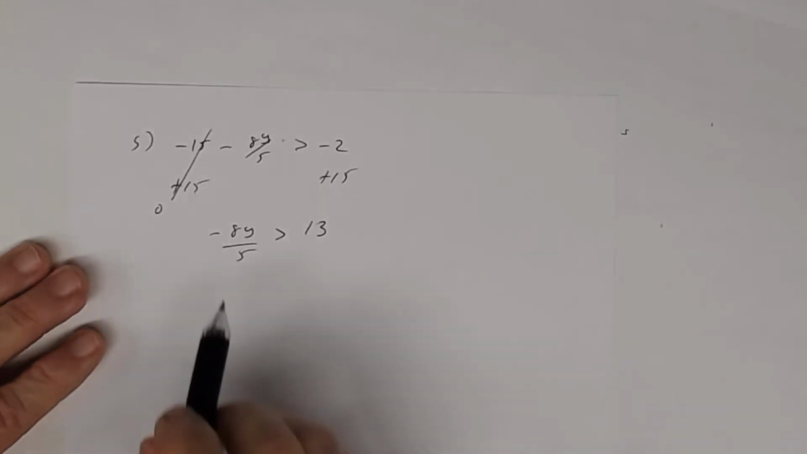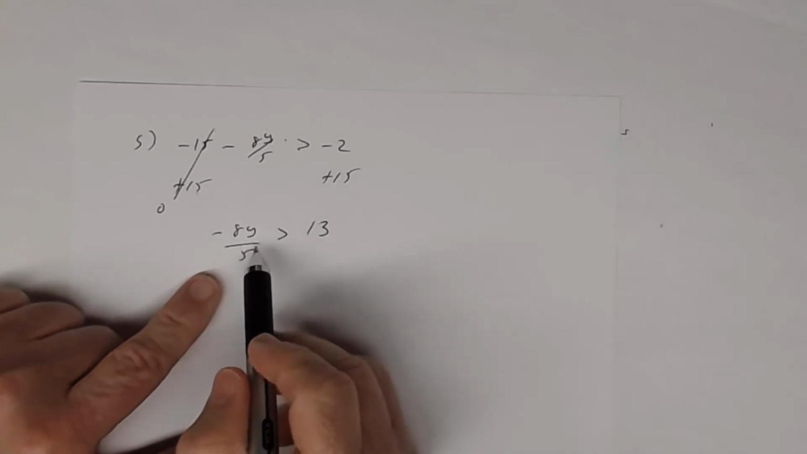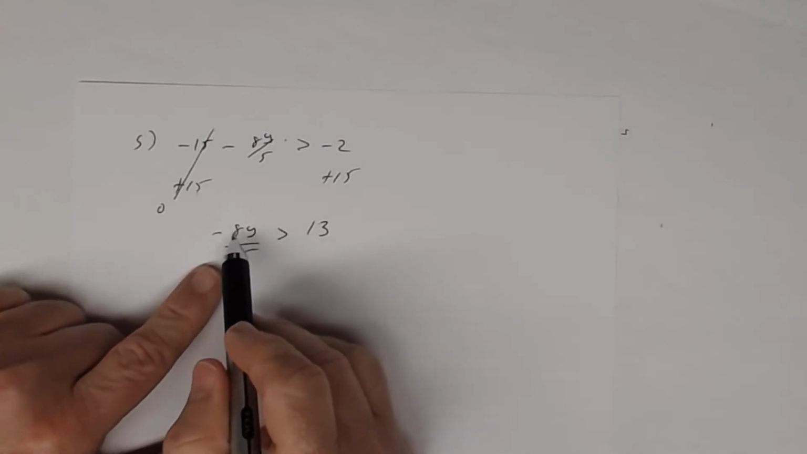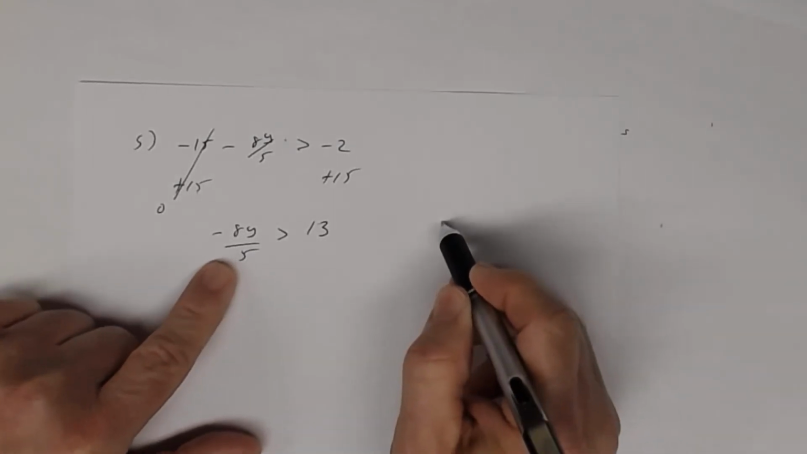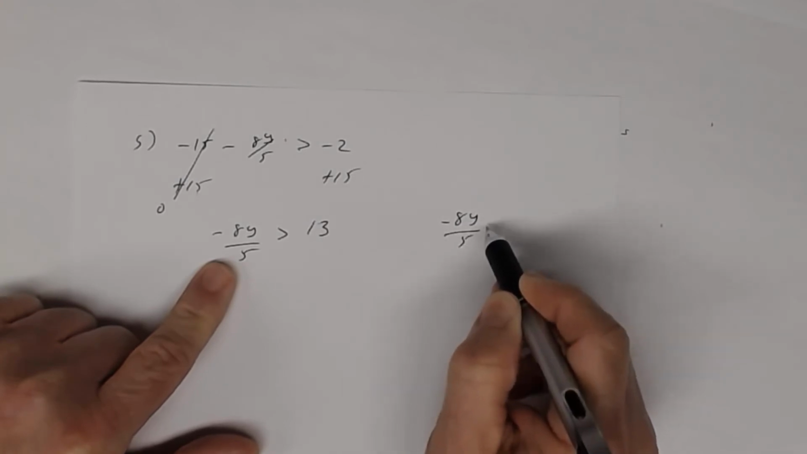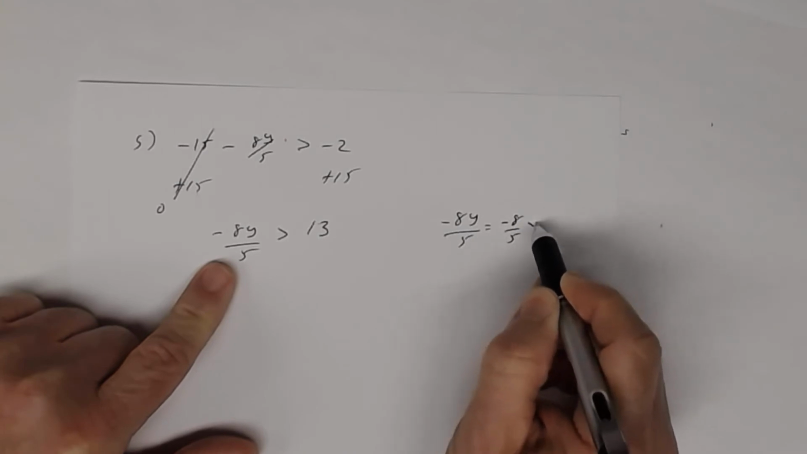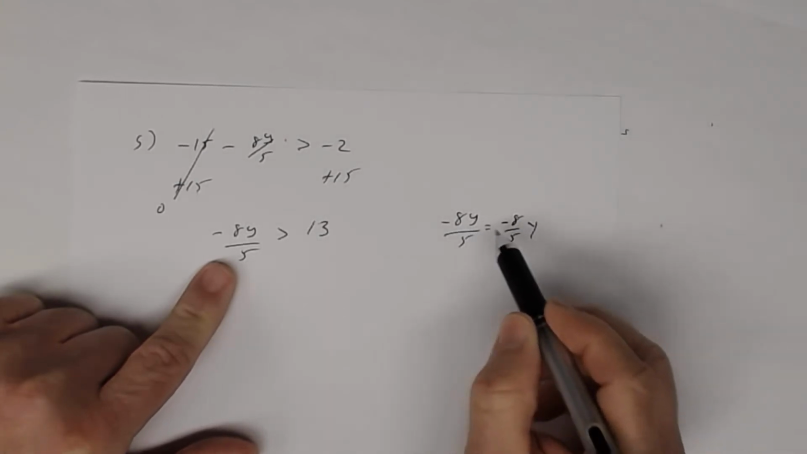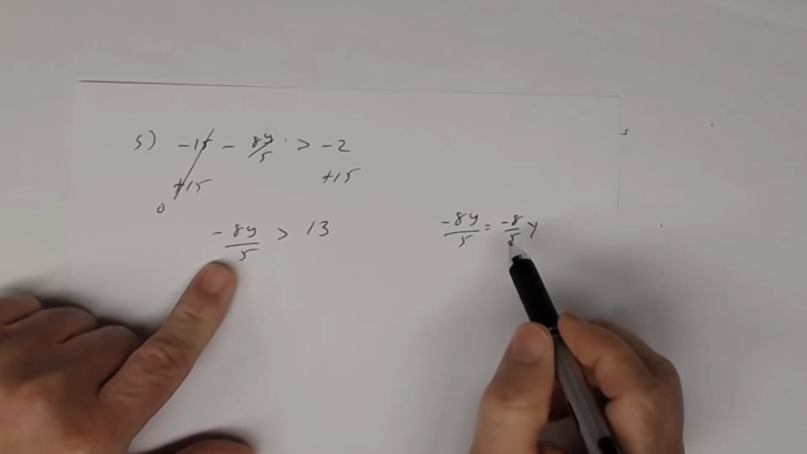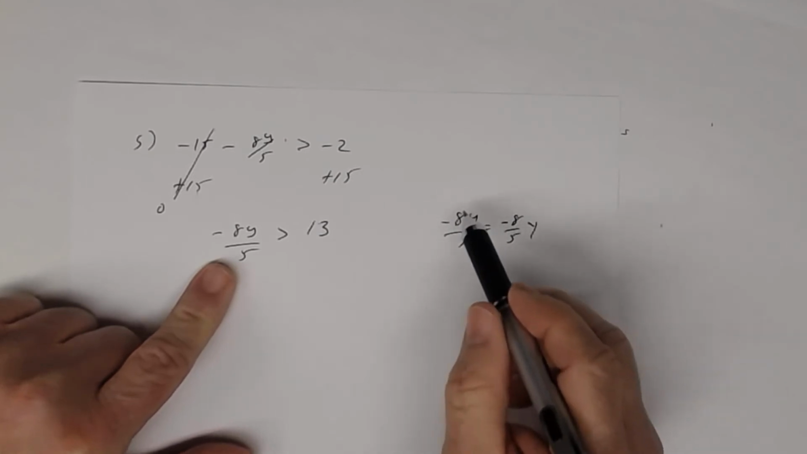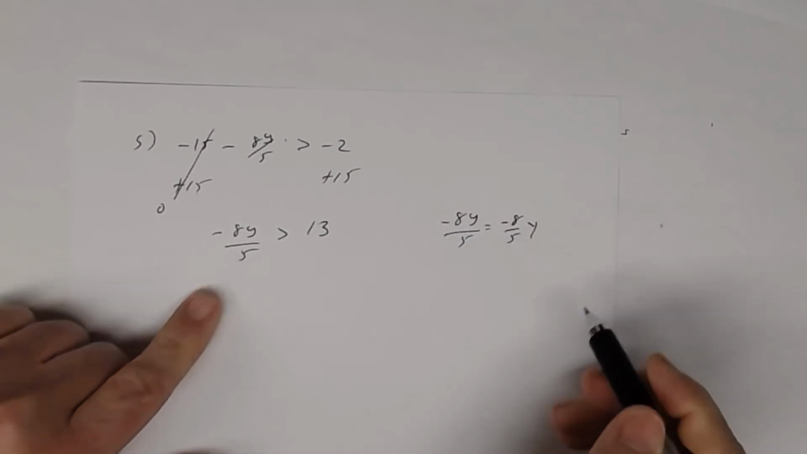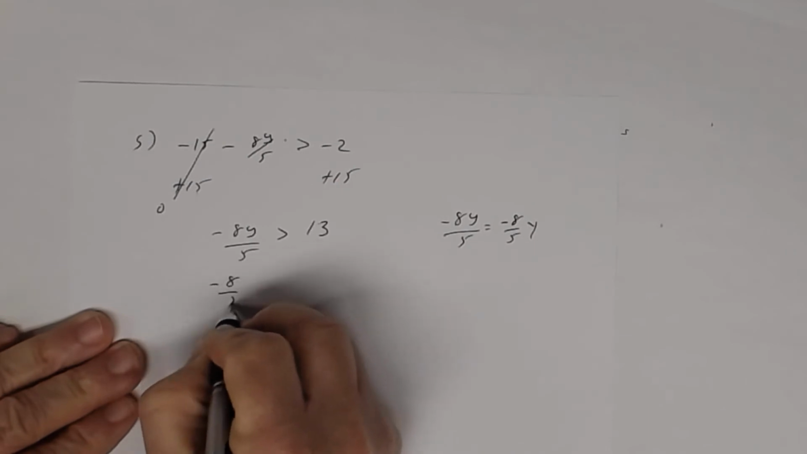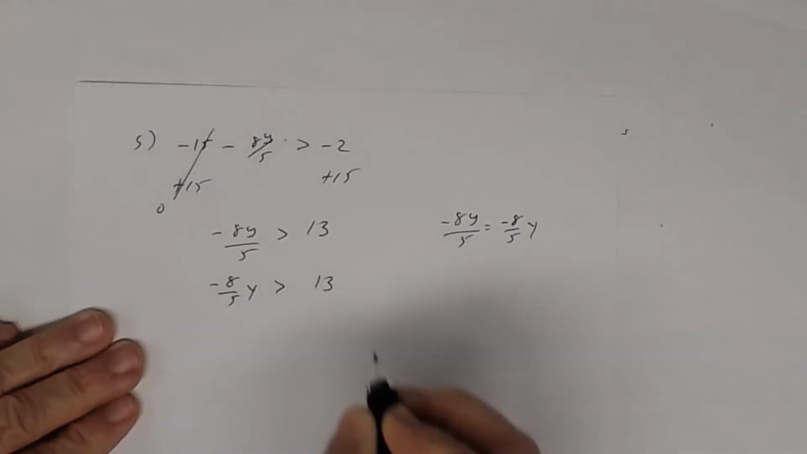Okay, now here's the next thing you may want to do. Whenever you see something like this where you have that variable in the numerator, you may want to rewrite. I'm hoping you see that negative 8y divided by 5 means the same thing as negative 8 fifths y. So that and that is the same thing. It's very helpful sometimes to rewrite this expression as the coefficient times the variable. And so you get negative 8 fifths y is greater than 13.